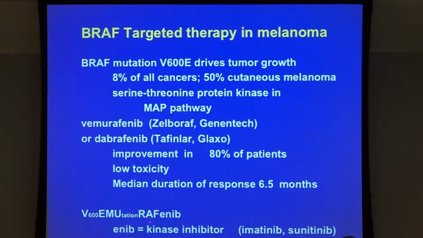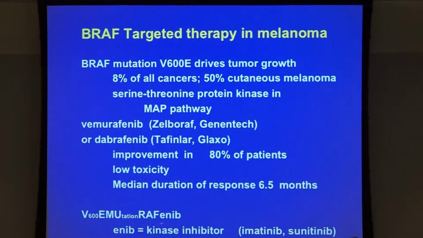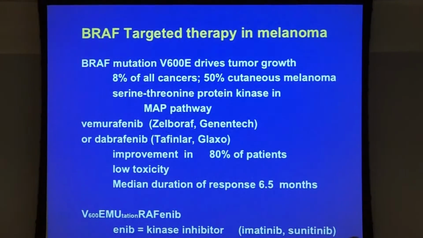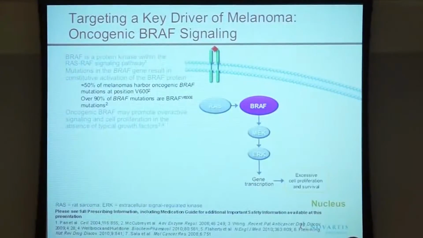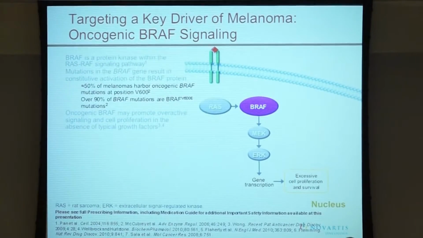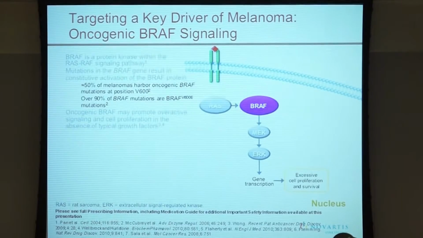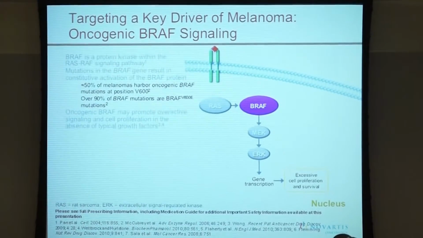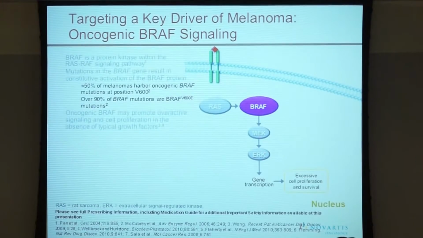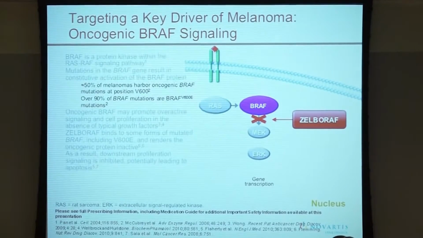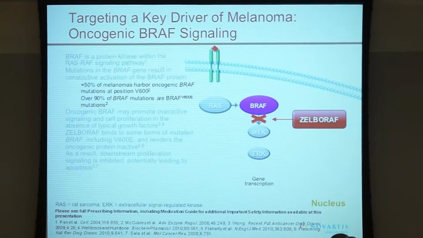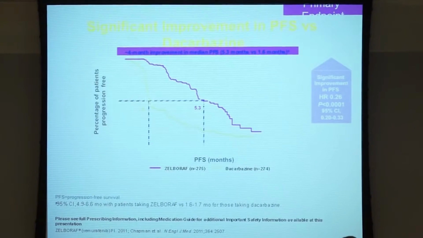So this shows the derivation of the name vemurafenib. Zelboraf and Tafinlar are the brand names that are supposed to be easier to remember and pronounce. Sometimes they aren't, actually. This shows another way of looking at the pathway where RAS interacts with BRAF, and if BRAF is mutated, it drives gene transcription with excessive proliferation. The drug Zelboraf, also known by the generic name vemurafenib, blocks the enzyme, and the proliferation, at this point.